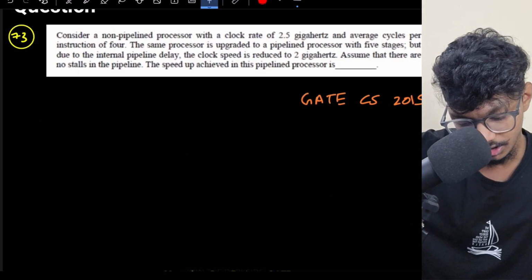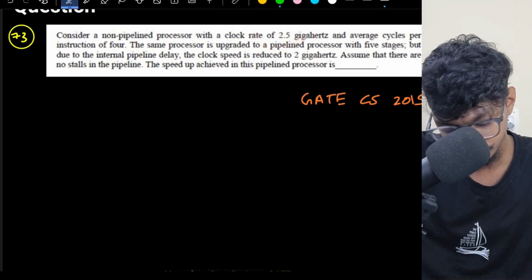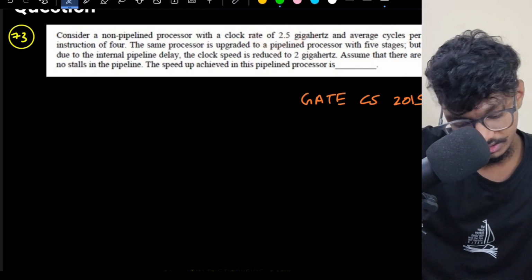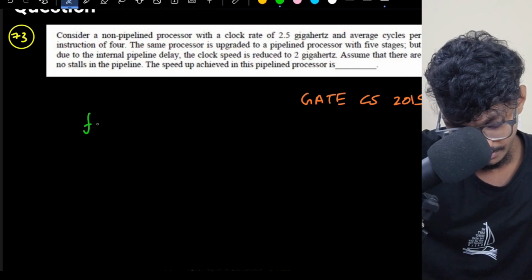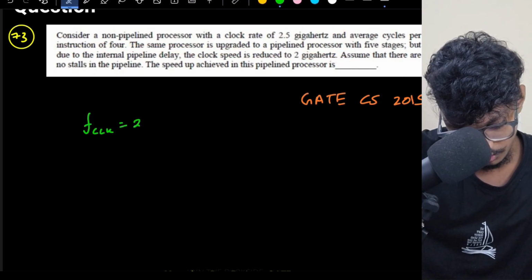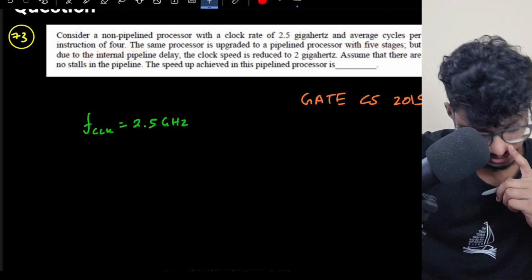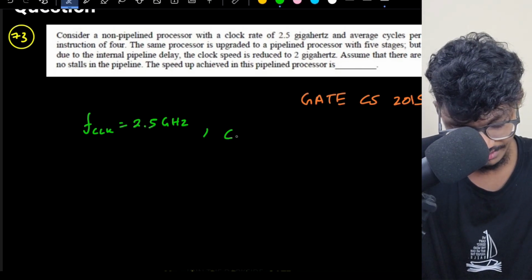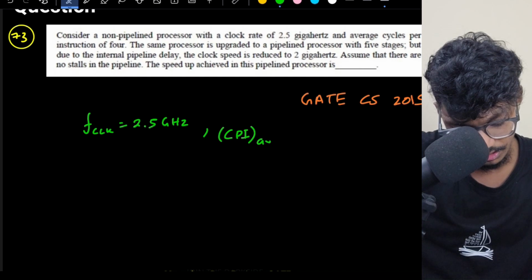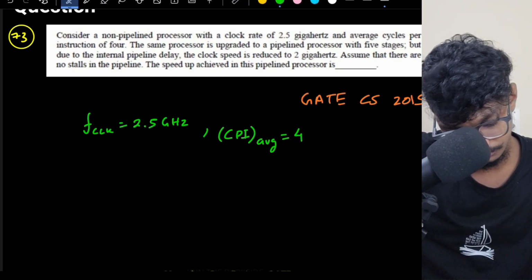In the next question, we have a non-pipeline processor with a clock rate of 2.5 gigahertz. So what does it mean? We will understand that later. The non-pipeline processor has a clock rate F clock of 2.5 gigahertz, and average cycles per instruction of 4. I hope you know what CPI is. CPI average they have given me as 4.